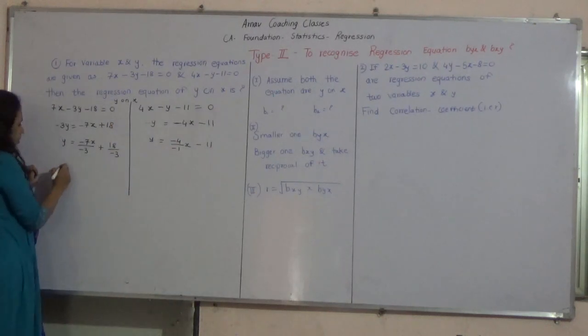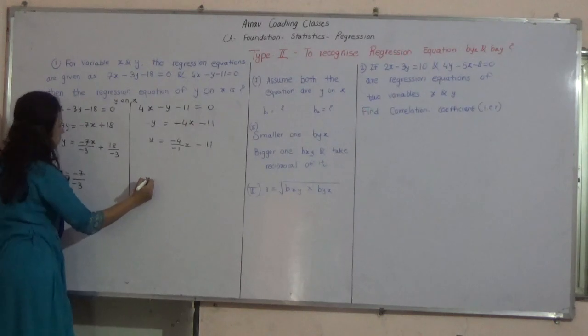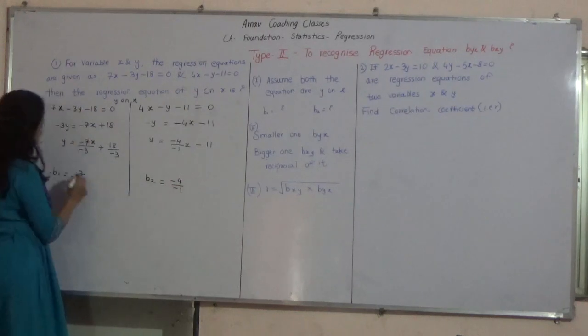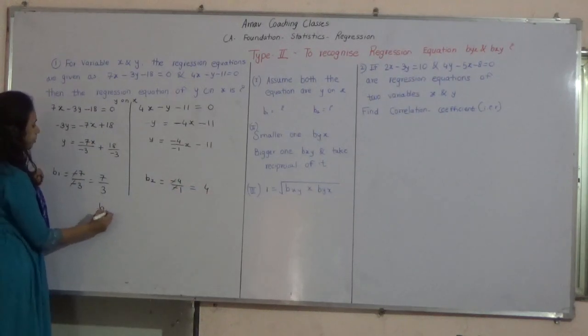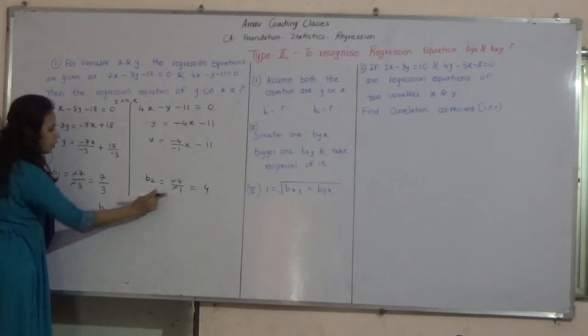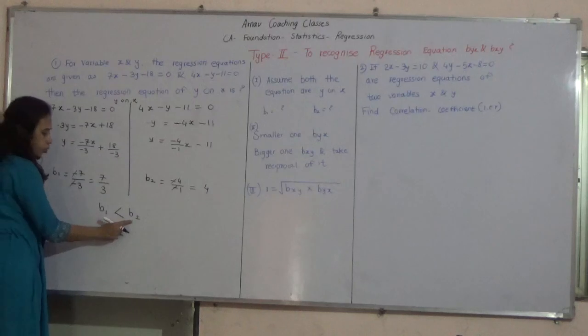Now see, we will assume the coefficient as b1. What is the coefficient of it? Minus 7 upon minus 3. And here we will write b2, which is minus 4 upon minus 1. Minus minus get cancelled. So it is 7 by 3 and here it is 4. Which is smaller, b1 or b2? We don't know the exact value of 7 upon 3, but we can understand 4 is always greater than 7 upon 3. So b2 is smaller.